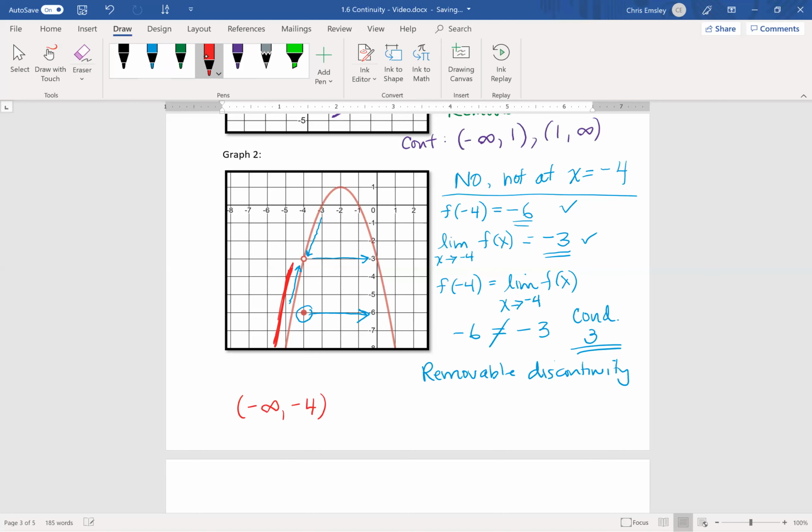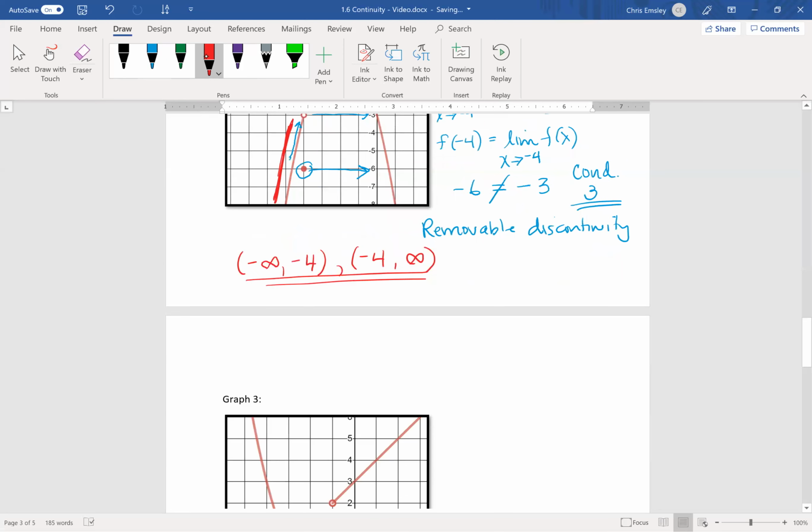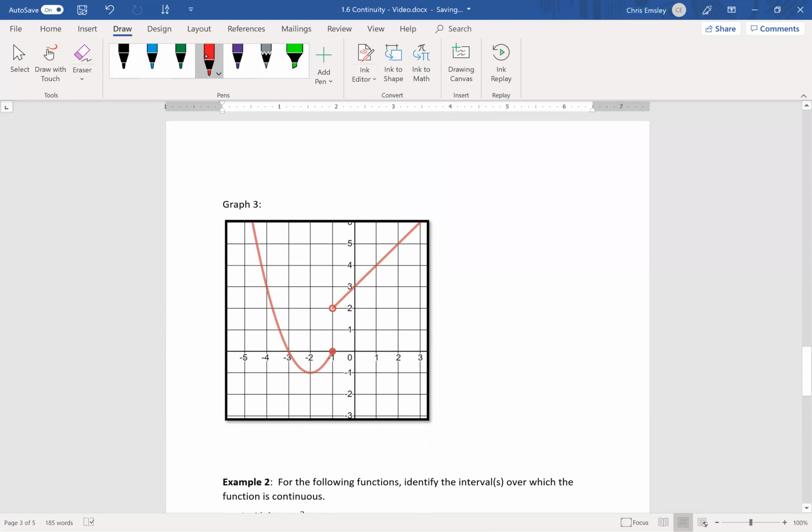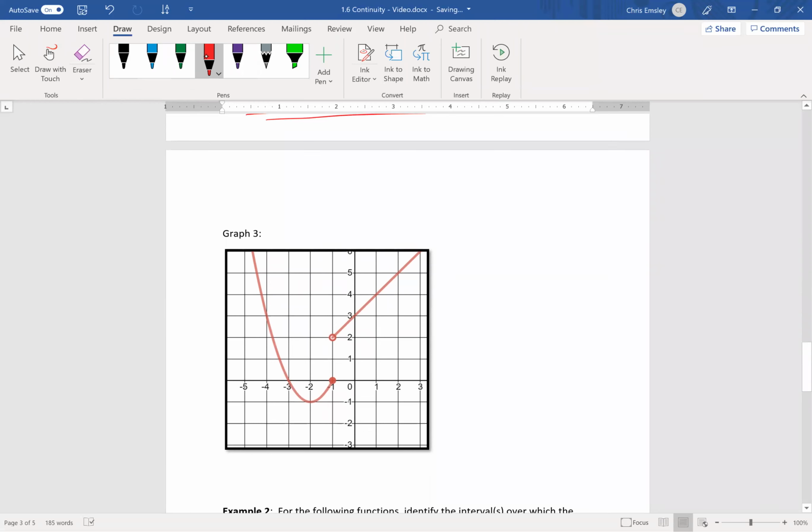And it's continuous again after x equals -4. So those would be the intervals where our function is continuous. And here's one more example for us to answer those same questions. So is it continuous, yes or no? Well, no, it's not continuous.